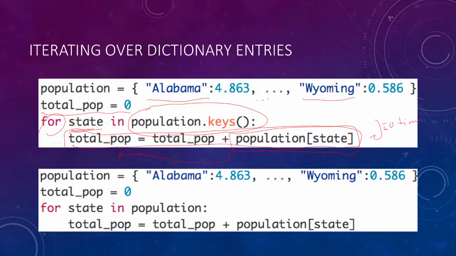Okay. Now, population.keys is the way that I get all the keys of a dictionary. So that's what I need to be able to loop over it. There's actually a shorthand. You can simply say for something in and then the name of the dictionary, and it will actually do the same thing as population.keys. It just knows that in that context, what you mean by the dictionary is the list of keys that belong to it.